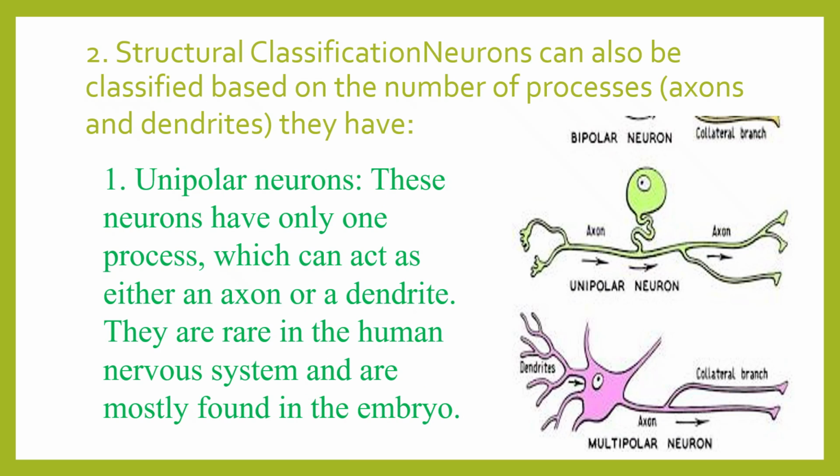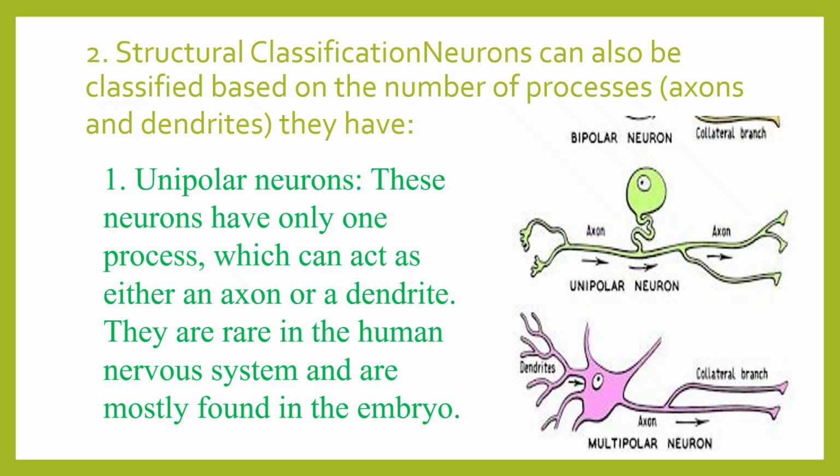And let's see the structural classification of neurons. Neurons can be classified based on the number of processes, axons or dendrites, they have. So first one, unipolar neurons. These neurons have only one process, which can act as either an axon or dendrite. They are rare in the human nervous system and are mostly found in the embryo.